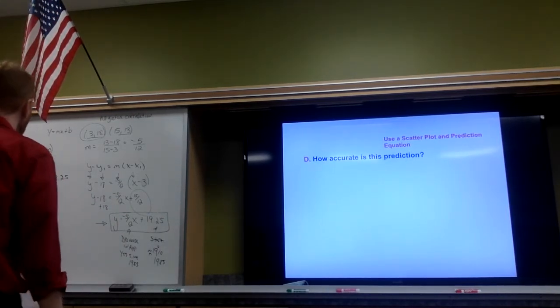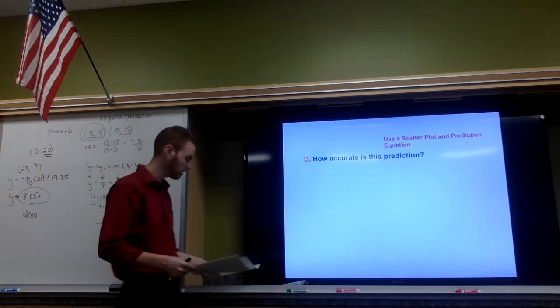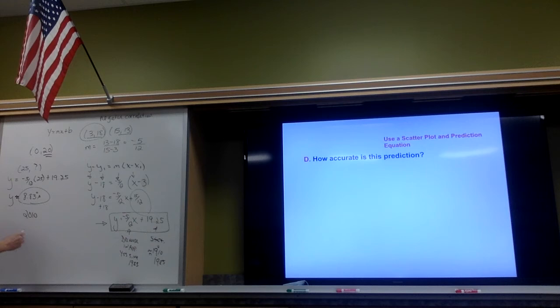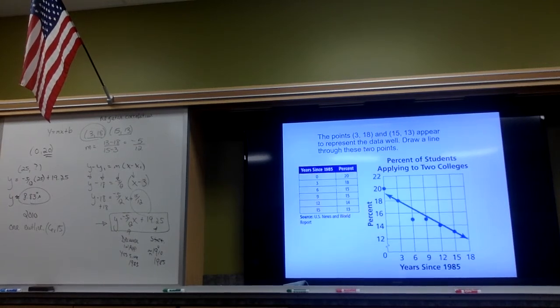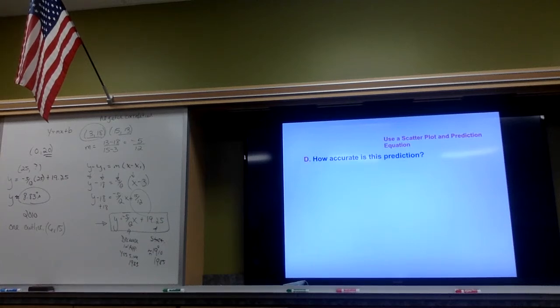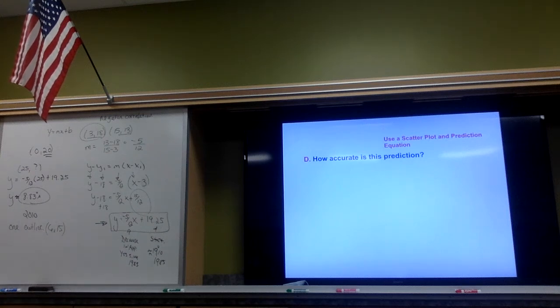So how accurate is the prediction? We'll say it is fairly accurate. In terms of outliers, we do have one. That was what, 615? Let's go back real quick. Yep, 615. That point right there was our outlier. But other than that, I'd say this is pretty good.